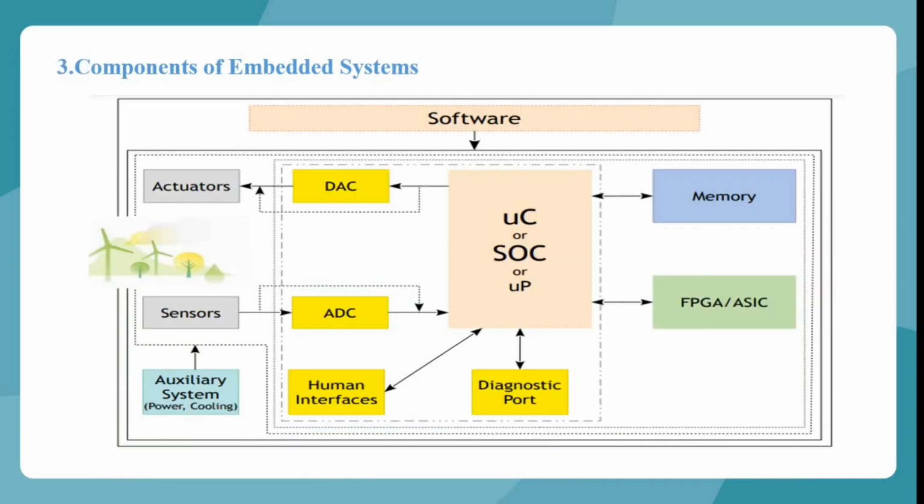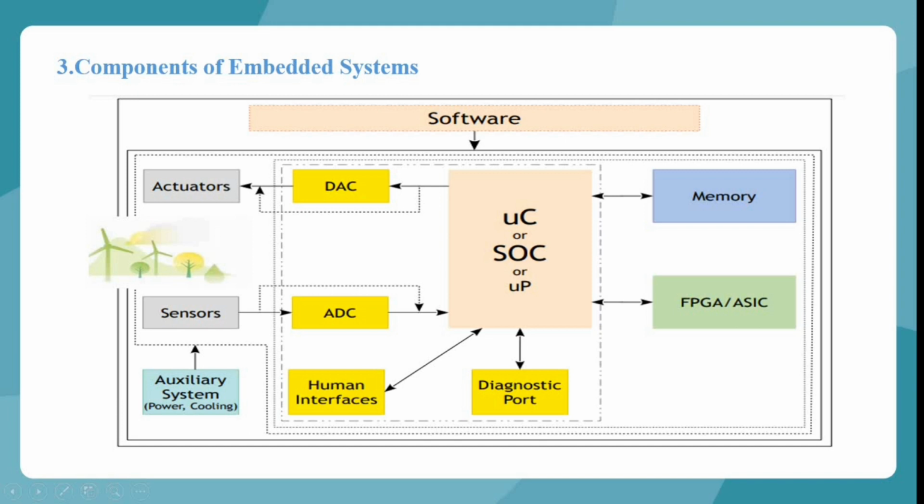The components of embedded systems. As previously discussed, an embedded system is a combination of hardware and software which is intended to do a specific task. Here, in order to interface all the components to the microcontroller, we need to write the code to run a specific task.